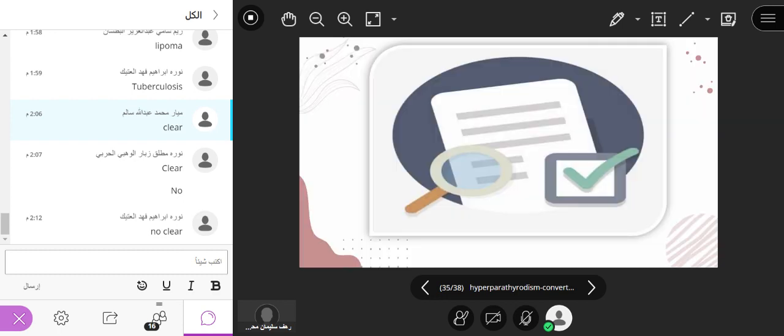So to sum up, I previously talked about the embryology of the parathyroid gland, its anatomy, physiology, and the effect of parathyroid hormone in the body. Then I talked about hyperparathyroidism, familial hypocalciuric hypercalcemia, MEN syndrome, and parathyroid cancer.